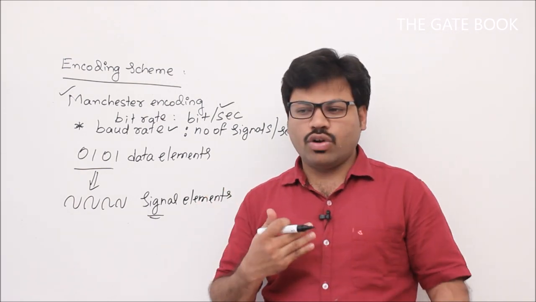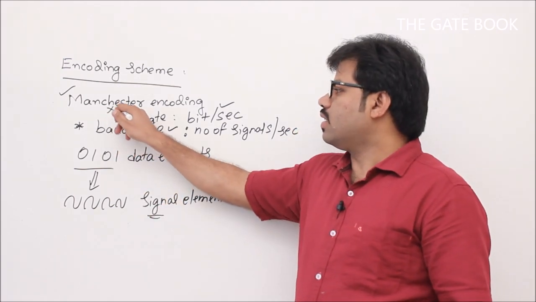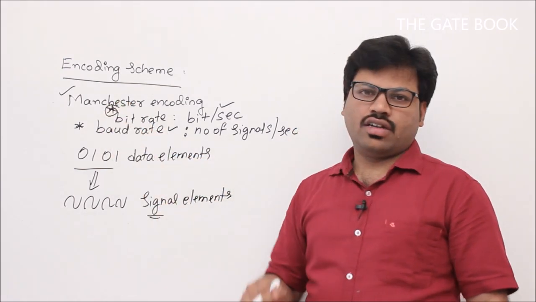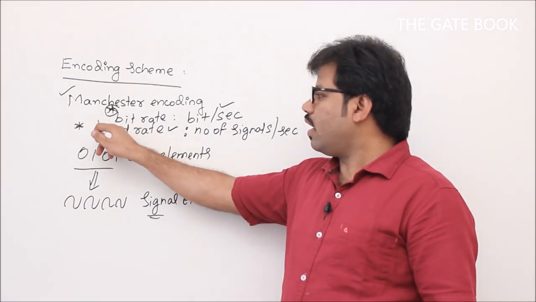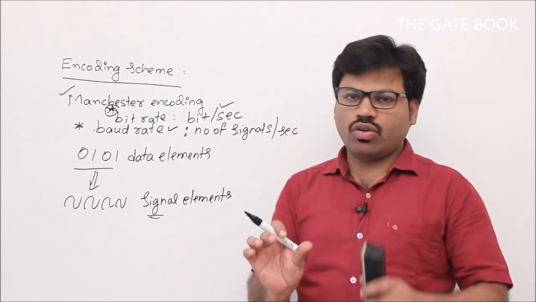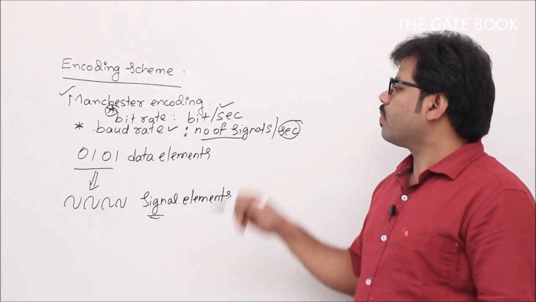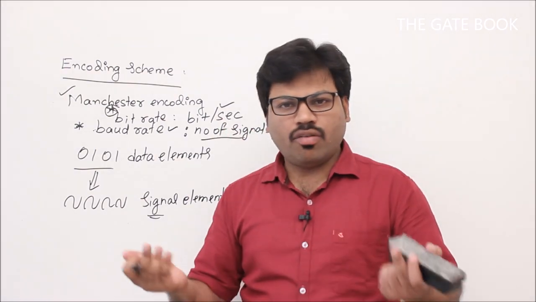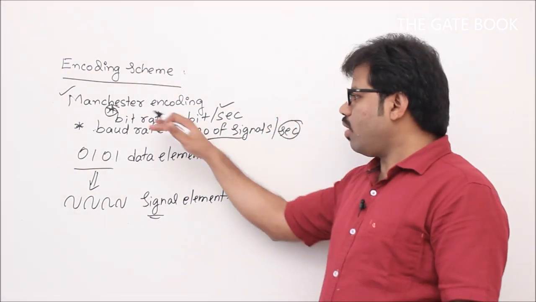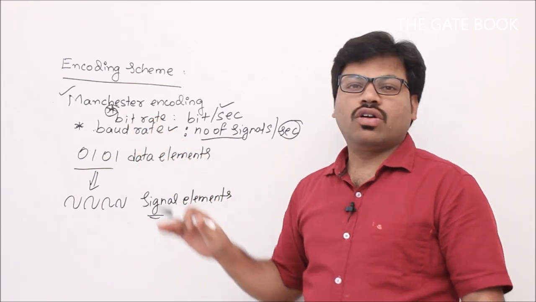How many signals are going to be sent doesn't matter for me. What is important for me as a high level user? Bit rate. So baud rate is related to bit rate most of the time. For every bit you send a signal, so the number of signals per second is equal to the number of bits per second, isn't it? There will be one-to-one mapping. For every bit there will be a signal, then bit rate will be equal to baud rate.